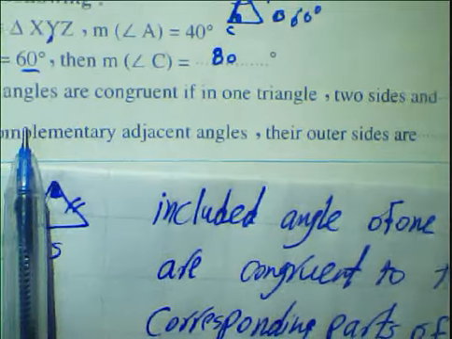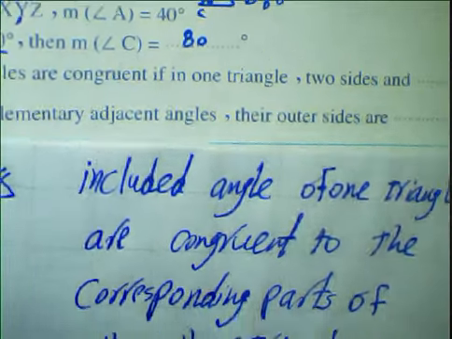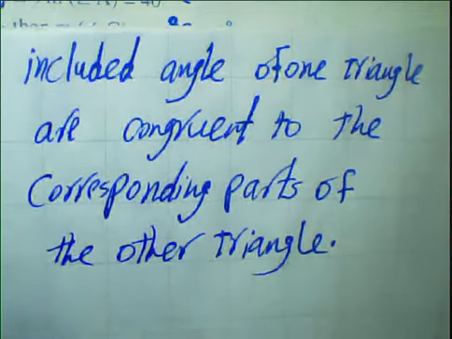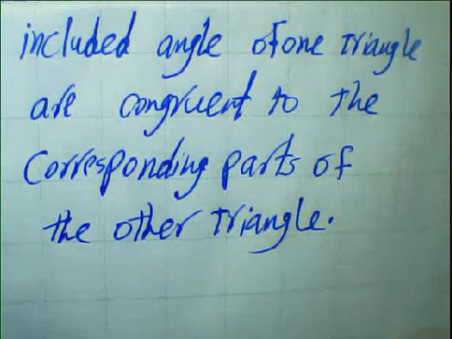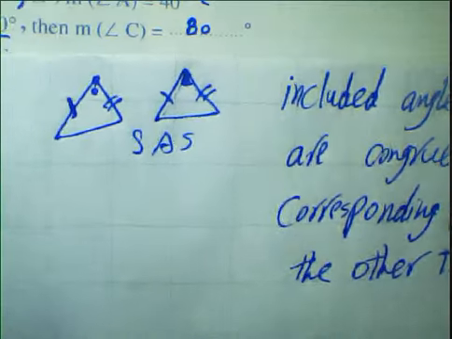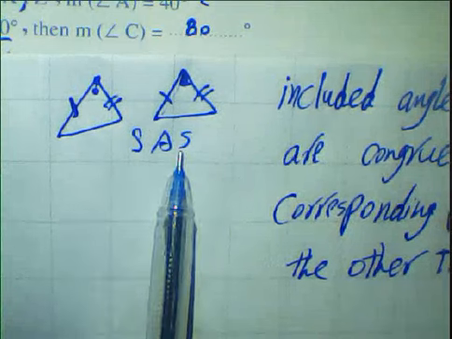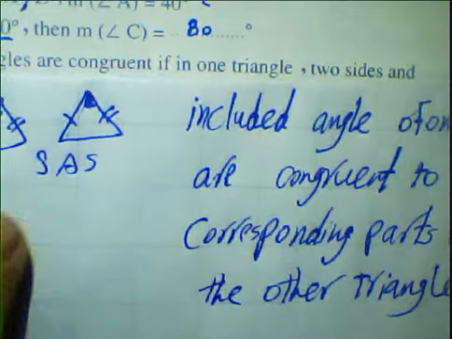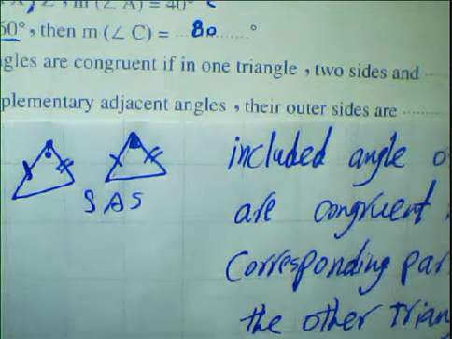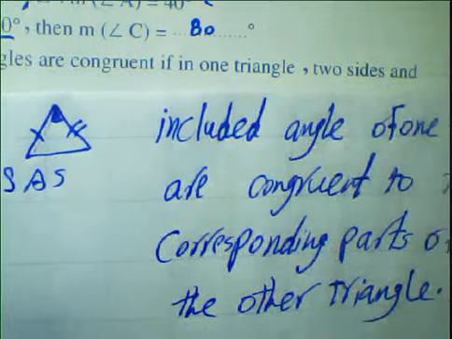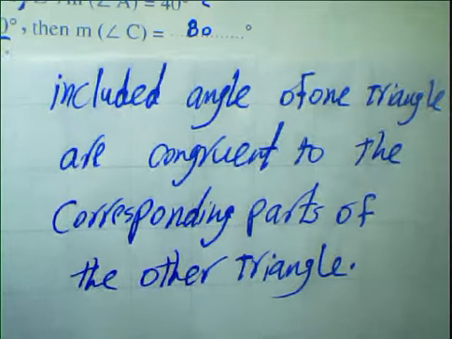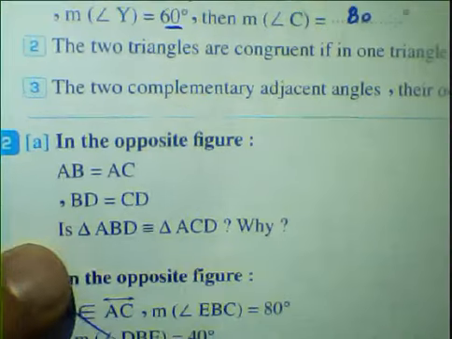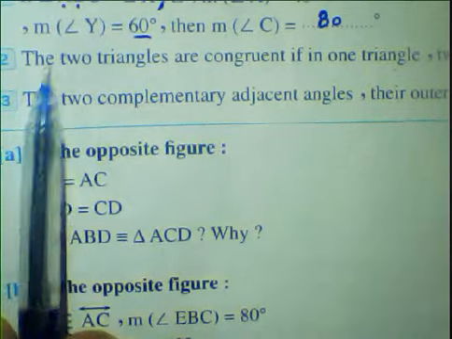Again, the two triangles are congruent if in one triangle two sides and the included angle of one triangle are congruent to the corresponding parts of the other triangle. Okay, it's the first case, side angle side. Understood this case? We have two triangles congruent if what? If in one triangle two sides and the included angle are congruent to the corresponding parts of the other triangle. Okay, question number 2 here, and question number 3.